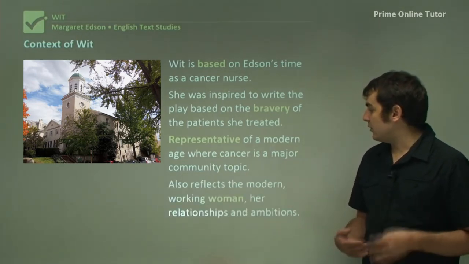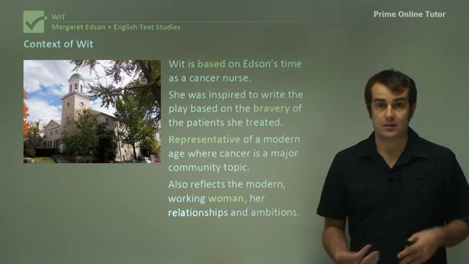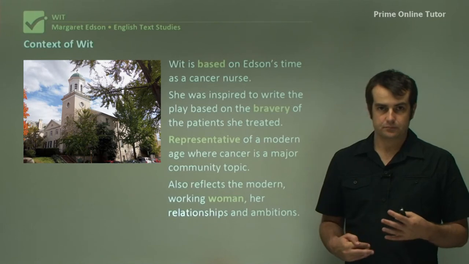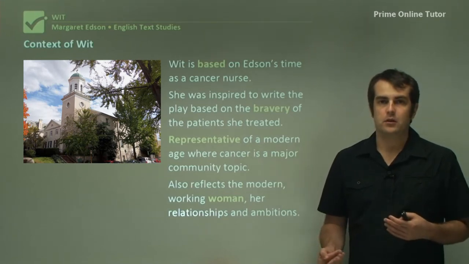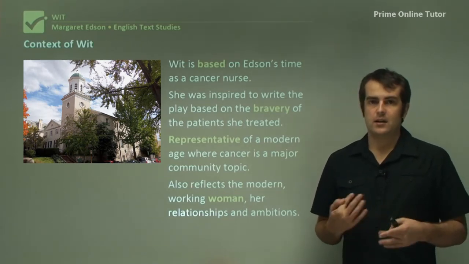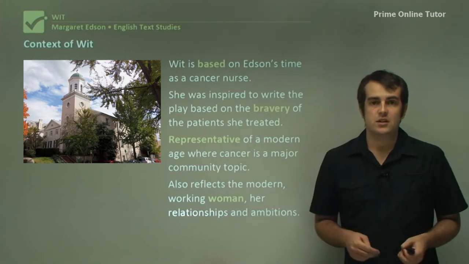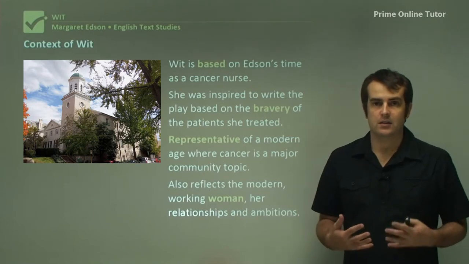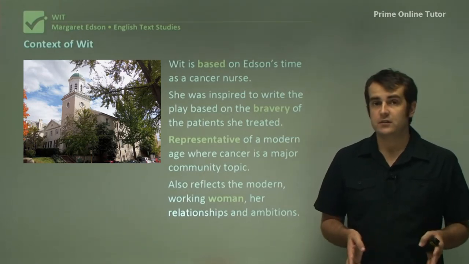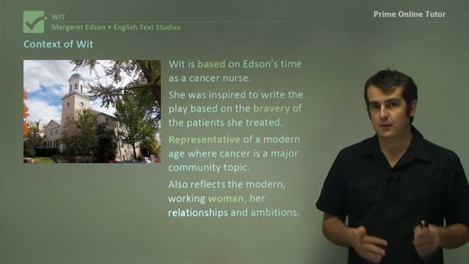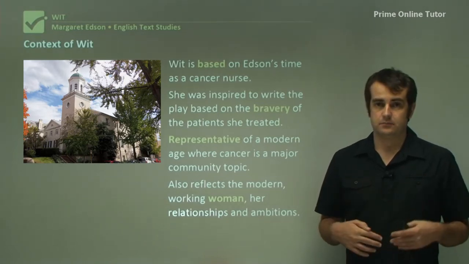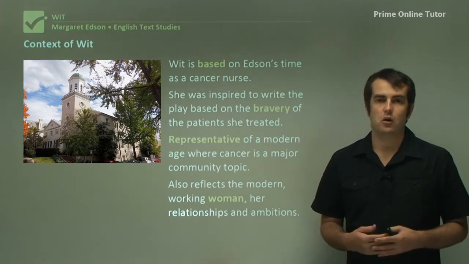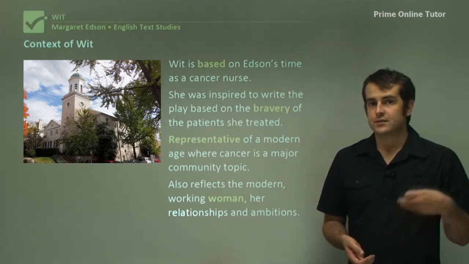It also reflects the modern working woman, her relationships and her ambitions. And certainly we see this in Bearing's character, where while she may be a little bit archetypal in that she is, I guess, a typical academic, she is a modern academic, and she's a female academic, which I suppose if you're looking at this 50 years ago, you wouldn't have seen too many of these references. However, that's not necessarily to say that it's the main point of the play that it is a female academic.